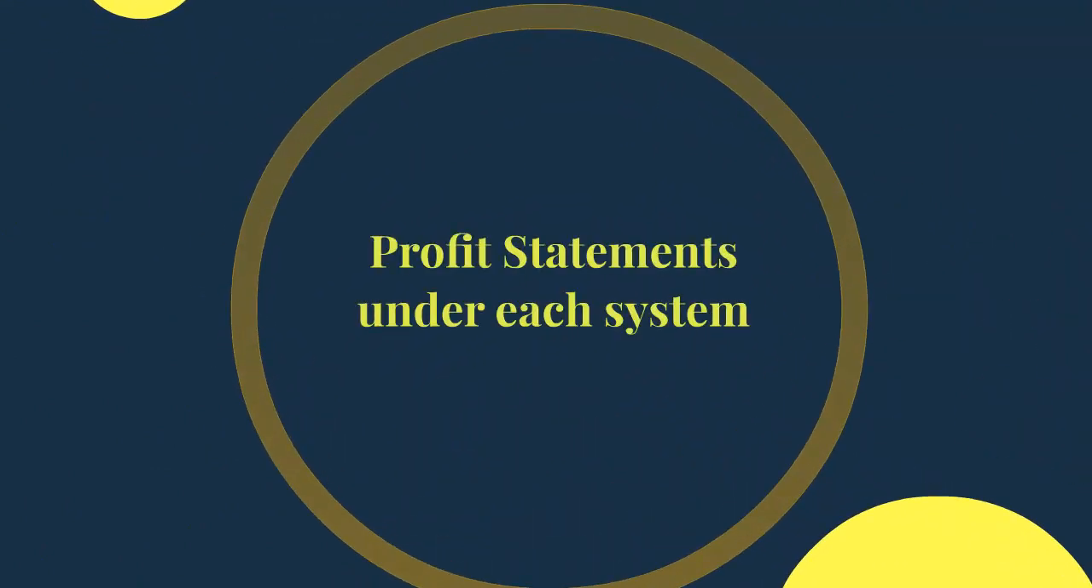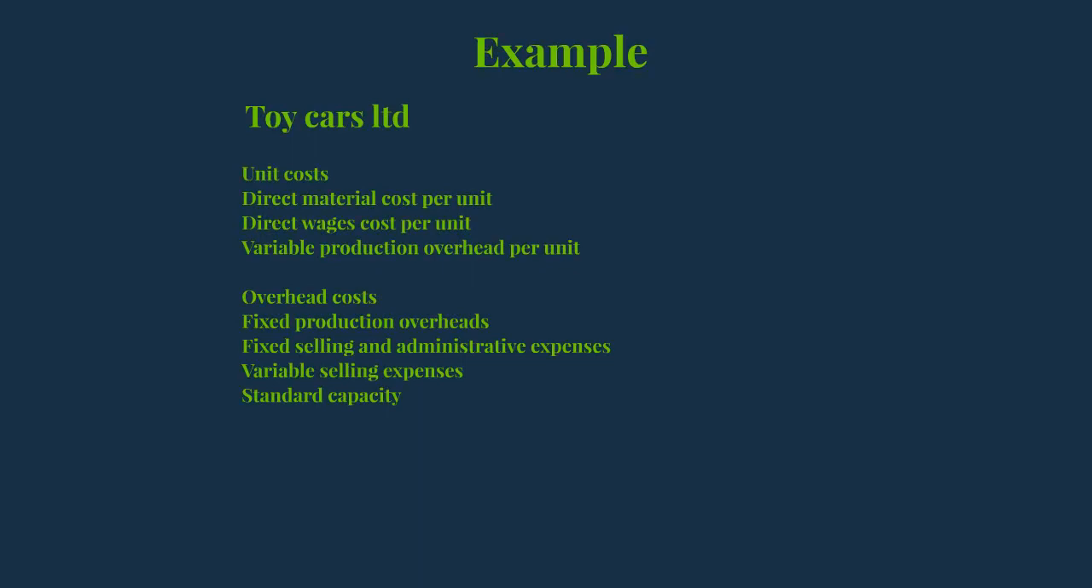So now that we know that each system gives you a different profit figure, how do we reconcile the profit between each system? So let's use an example here. We'll use the toy car company again, but a different toy car company, Toy Cars Limited, and they have unit costs of £20 per unit in direct material, £5 in direct wages, and a variable production overhead rate per unit of £6. So this gives us a total cost per unit of £31.